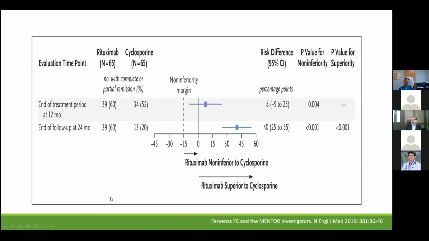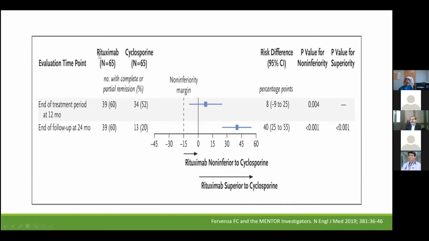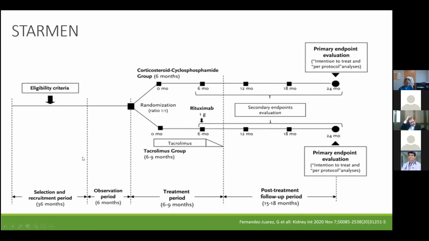So this is the Mentor trial. Starman. So when people thought, well, if you're putting them on cyclosporin and they're having relapses, why don't we do something different, right? So the good thing about this trial is it's for the first time. So Mentor, you're comparing rituximab to cyclosporin. So it's like, you know, kicking a cripple. Cyclosporin we know is kind of modest as far as its effect in membranous is concerned.